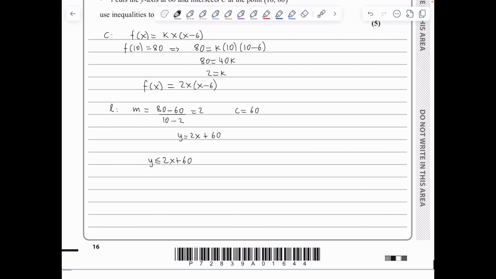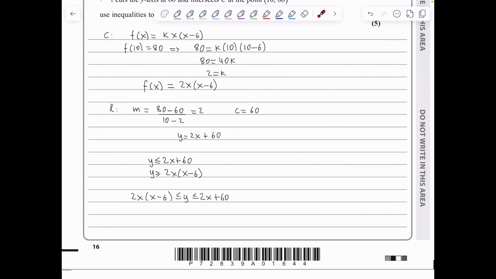I can put relaxed inequalities here, so less than or equal to 2x plus 60. And we've got y being greater than or equal to 2x times (x minus 6), so above the parabola, which can be put together as 2x(x minus 6) being less than or equal to y, which is less than or equal to 2x plus 60.